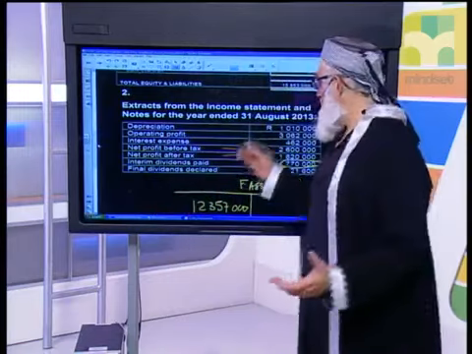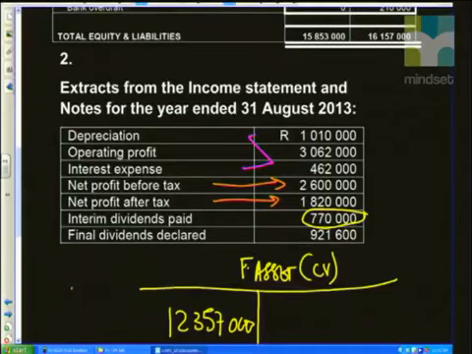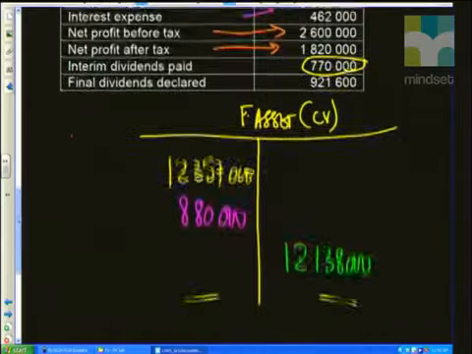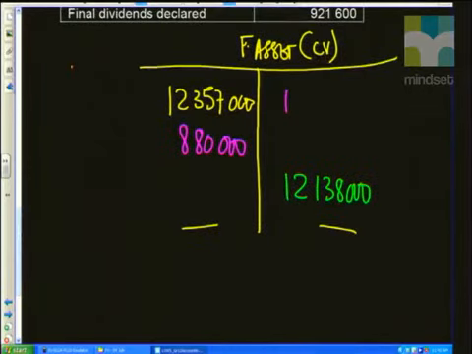And yes, there it appears. Depreciation for the year, 1,010,000. So let's slot the depreciation in: 1,010,000. So what do I have? Let's go through those figures once again.